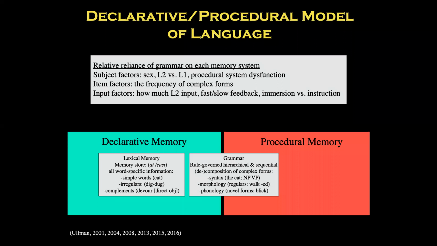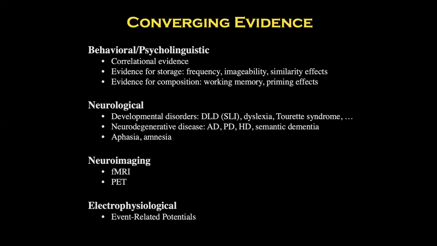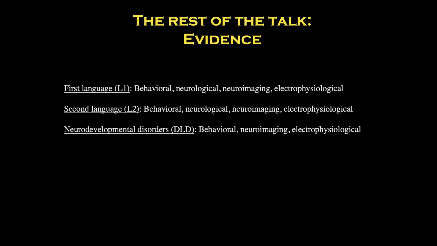Okay. So now let's go to evidence. For our theoretical framework and all our particular hypotheses, we seek converging evidence, obviously, because every method and task has its weaknesses as well as strengths. Today I'll talk about some of the lines of evidence we look at. I'm skipping some epigenetics and endocrine evidence. I'm going to focus on correlational evidence, neurological evidence from different disorders, neuroimaging evidence, and evidence from event-related potentials. The next four slides are going to be on first language, one slide each with behavioral, neurological, neuroimaging, and electrophysiological evidence. Then the same thing for second language after a brief reminder of the hypotheses. And then we'll turn to developmental disorders with a focus on DLD.